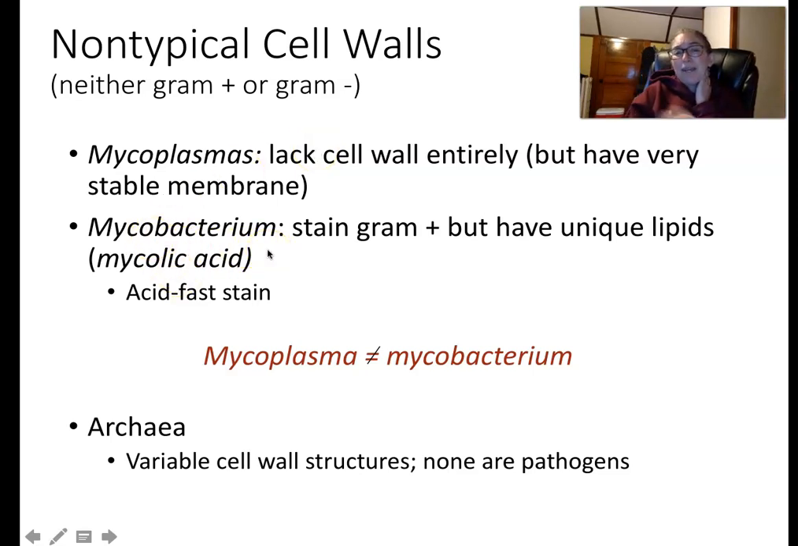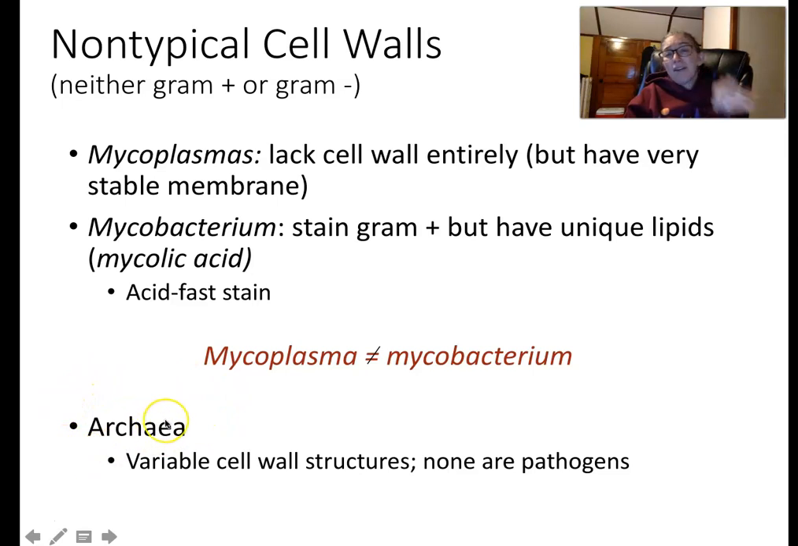Mycobacterium is different than mycoplasma. Mycobacterium do have a cell wall, but it's different. It has different acids in it than gram-positives. And so there's a different staining procedure we use called acid-fast staining, which kind of looks like gram staining, because it also uses a blue and pink dye. But a famous mycobacterium, two of them actually, Mycobacterium leprae, which causes leprosy, and Mycobacterium tuberculosis, which causes tuberculosis. So they're important too.